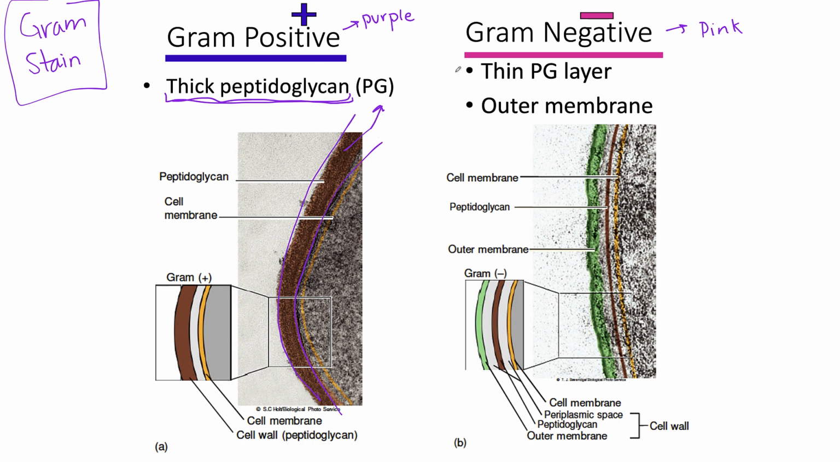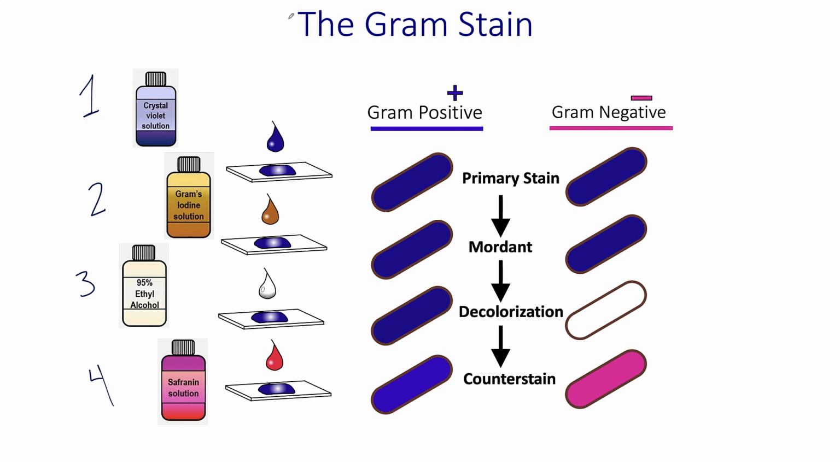Okay? And the thin peptidoglycan layer of the gram-negative cells, this tiny little brown sliver, is not enough peptidoglycan to hold on to the purple, okay? Plus, they have this wimpy outer membrane that will not withstand the decolorizer step, okay? So, let me explain. You'll get to do this in lab.